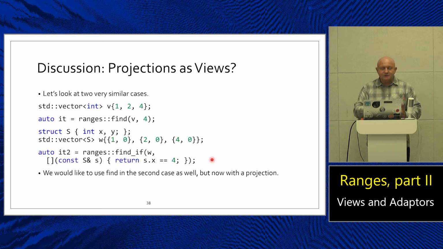And that naturally raises a question. In the first case, we use ranges find. In the second case, we end up using ranges find if to project something here. It would be nice if we could use the same mechanism in both cases, just by providing some projection. In other words, can we somehow turn a projection into a view? Can we use our lightweight view as a projection? And that's the idea we are going to explore now.